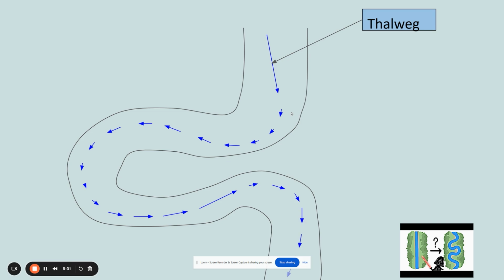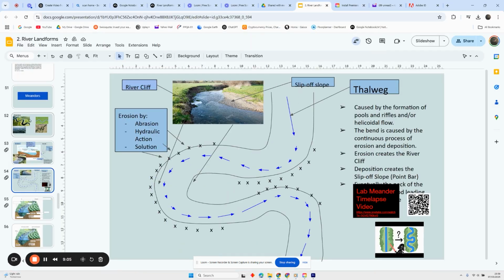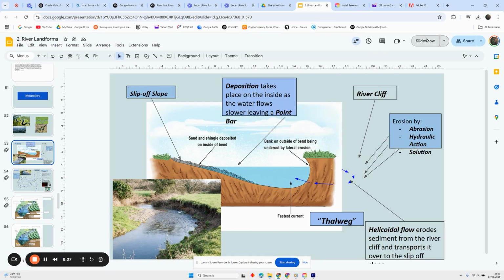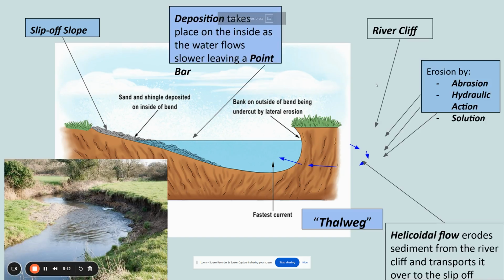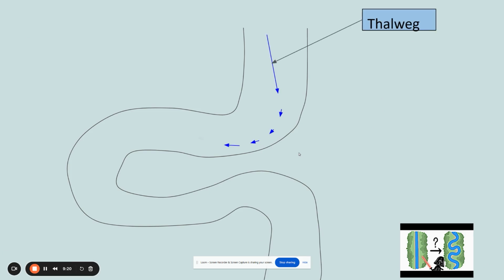And on the inside bend, where the flow is slower, the river deposits its sediment. Creating a point bar. Slide 52 shows this process really well. Erosion on one side, deposition on the other. It's like the yin and yang of a meandering river. Exactly, a perfect balance, and this continues over time, leading to those really exaggerated meanders you see in slides 54 and 55.